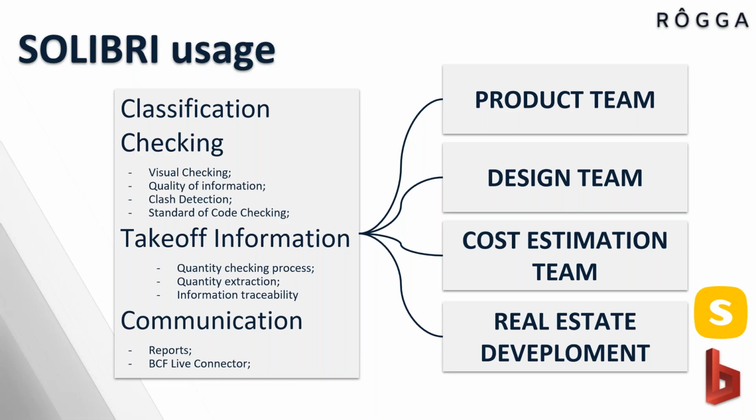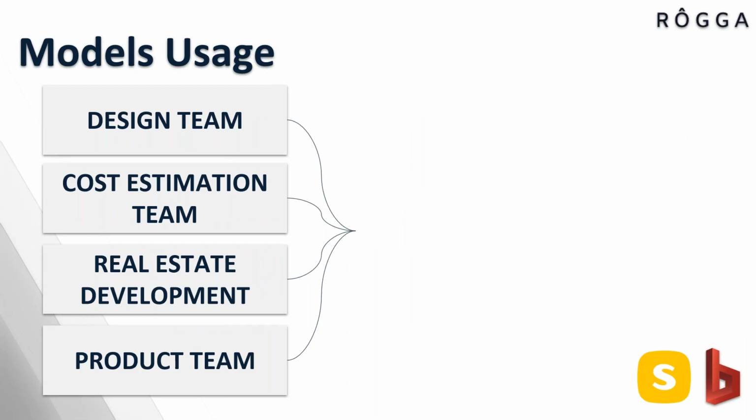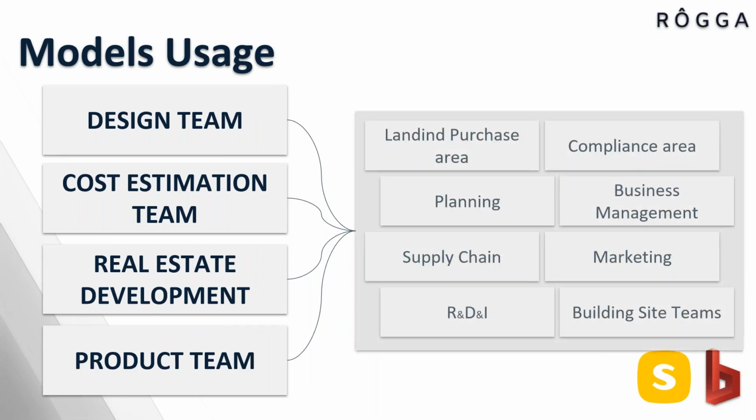The first is the product team, the second is the design team, third is the cost estimation team, and fourth is the real estate development team. But all these four areas are directly involved with other areas, like the planning area, building site teams, the compliance area, or RD&I. So we have a lot of impacts derived from Solibri use in our company.